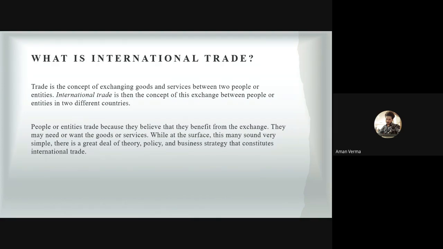The need of international trade: first point is price of products. Second is quality of goods and services. Third, availability of products. Fourth, demand of goods. And the role of international trade is division of labor and specialization, optimum allocation and utilization of resources, raises standard of living of people, generates employment, improves quality of local product, and all.